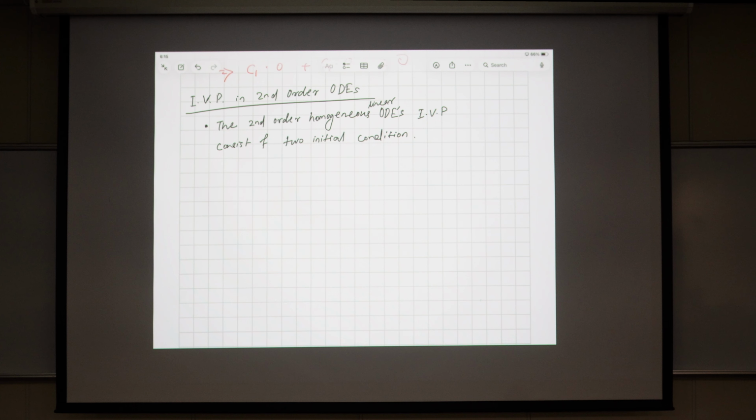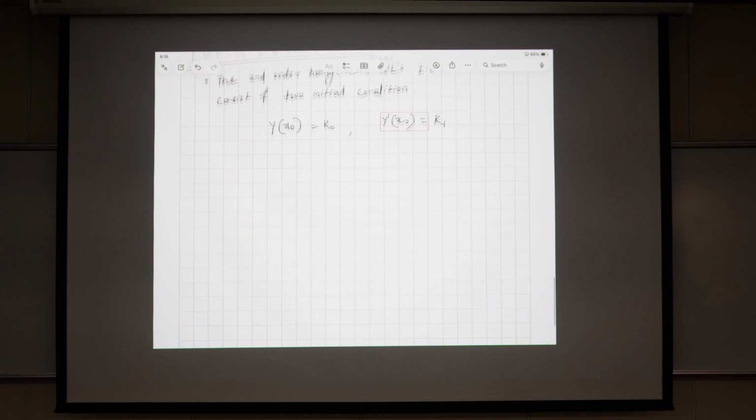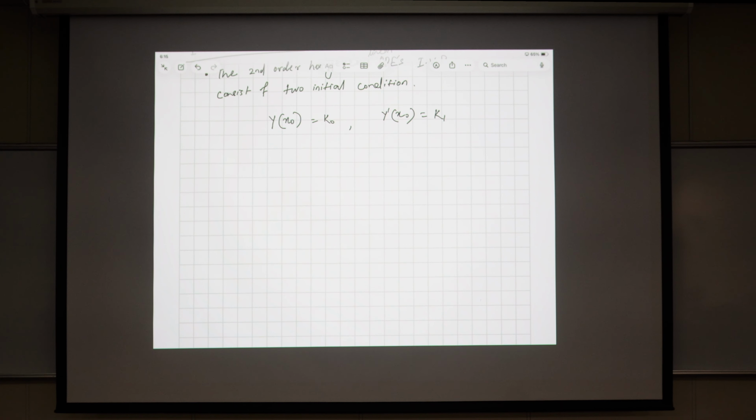Because in first order it was just one condition, y of x something, it was given. Here the condition is y of x0 is equal to, let's say, some value k0, and another one is y dash of x0 is equal to some value k1, something like this.